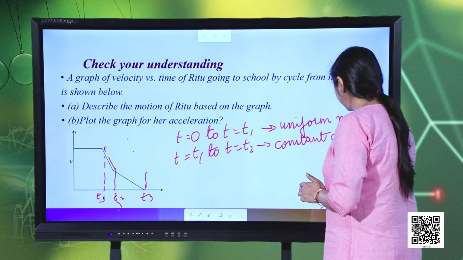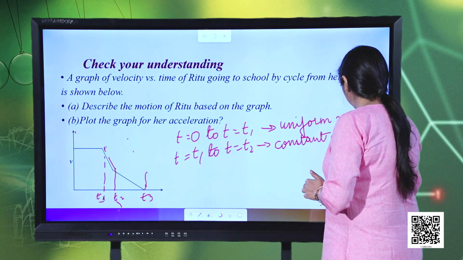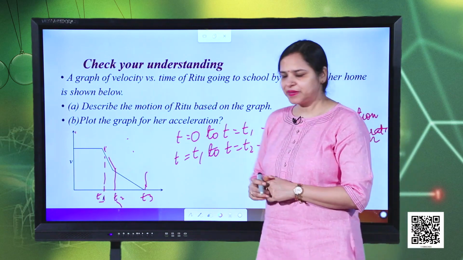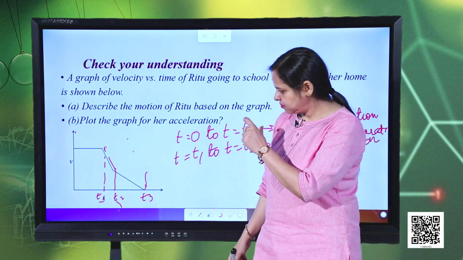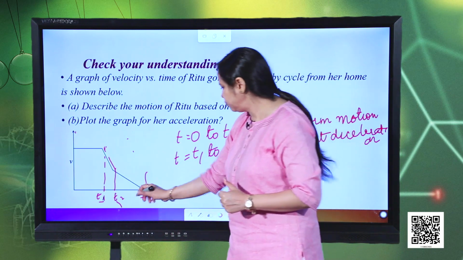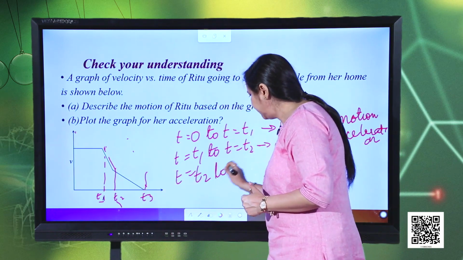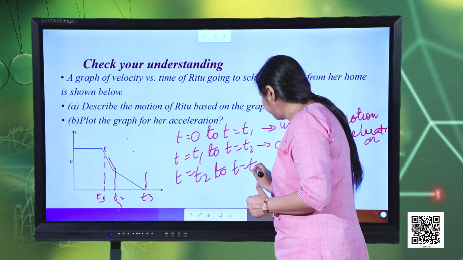Constant deceleration during the time interval of t1 to t2. Now, let us talk about the third time interval of t2 to t3, that is, t is equal to t2 to t is equal to t3.